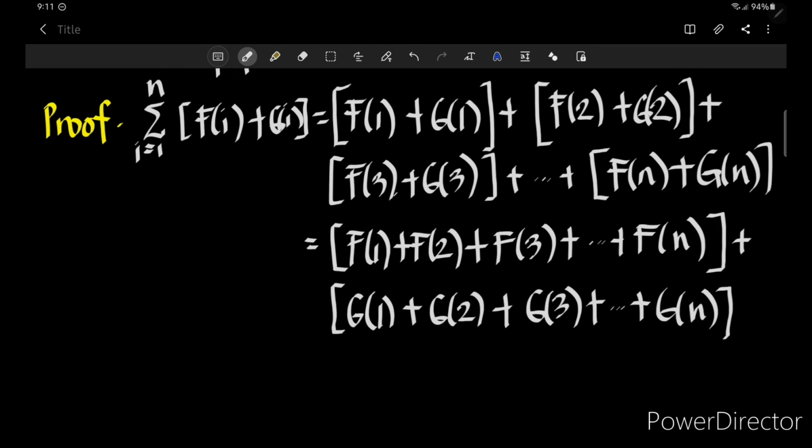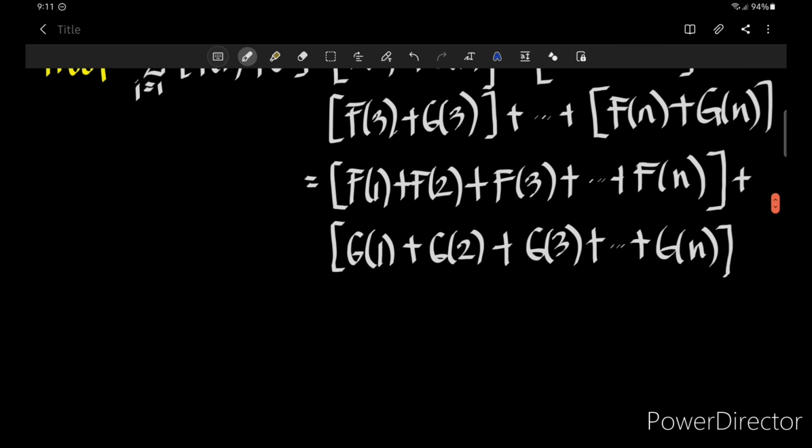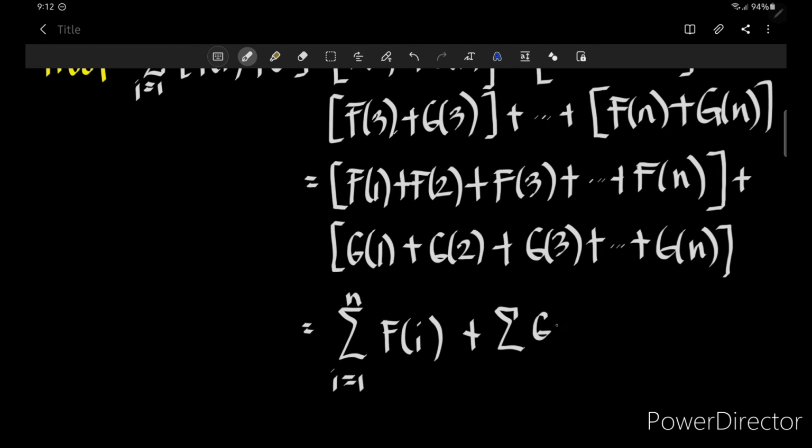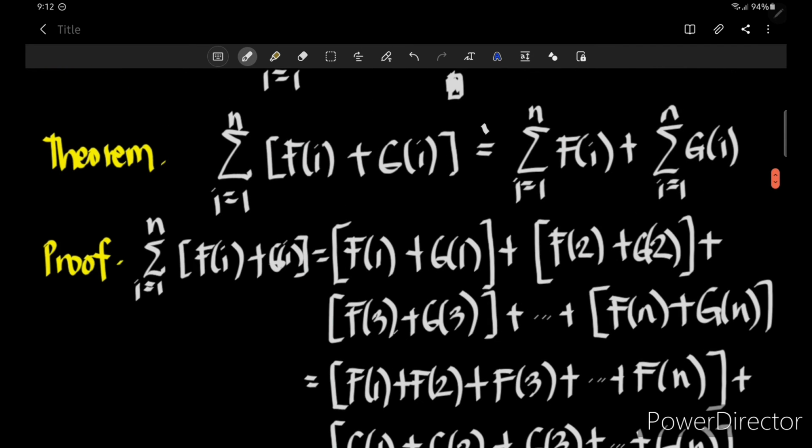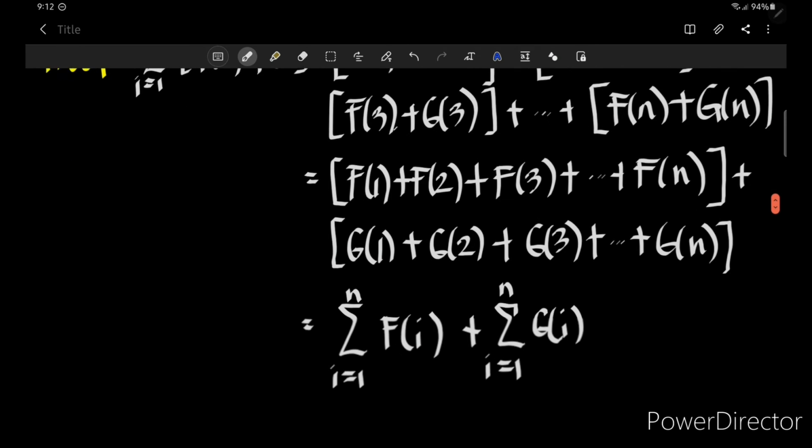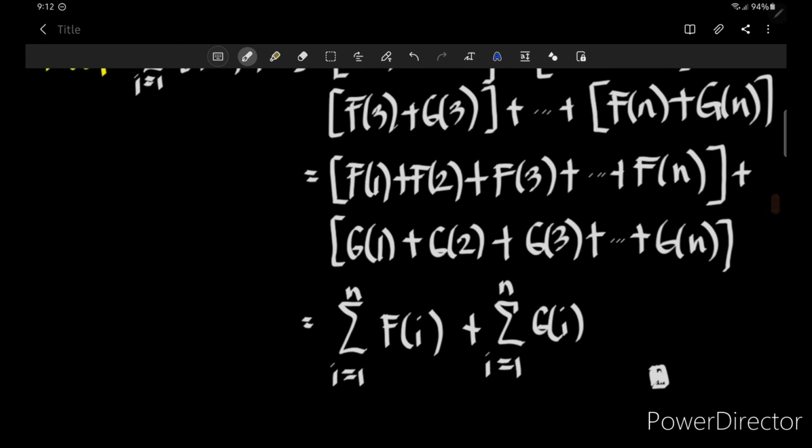Okay. Ngayon, yung first set of bracket ay kinocompose ng ating variable f. Okay. So, pwede natin yung gawing summation of f of I, where I ranging from 1 to n. Then, yung second set ng bracket ay panay G lang naman ang makikita natin. Kaya, pwede natin yung i-express as summation of G of I where I ranging from 1 to n. Ngayon, napakita natin na equal ito sa isa't isa. And there you have it, our third theorem.